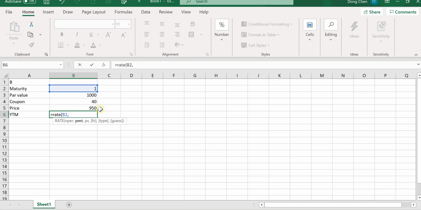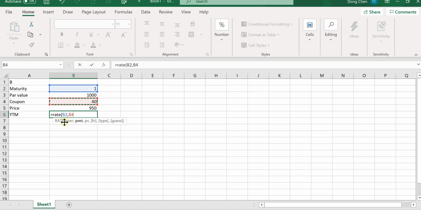And then the second argument is payment here. The payment is simply the coupon payment. But here, if we go on with the arguments, the third one is the PV, which is the current price, and the fourth one is the future value.